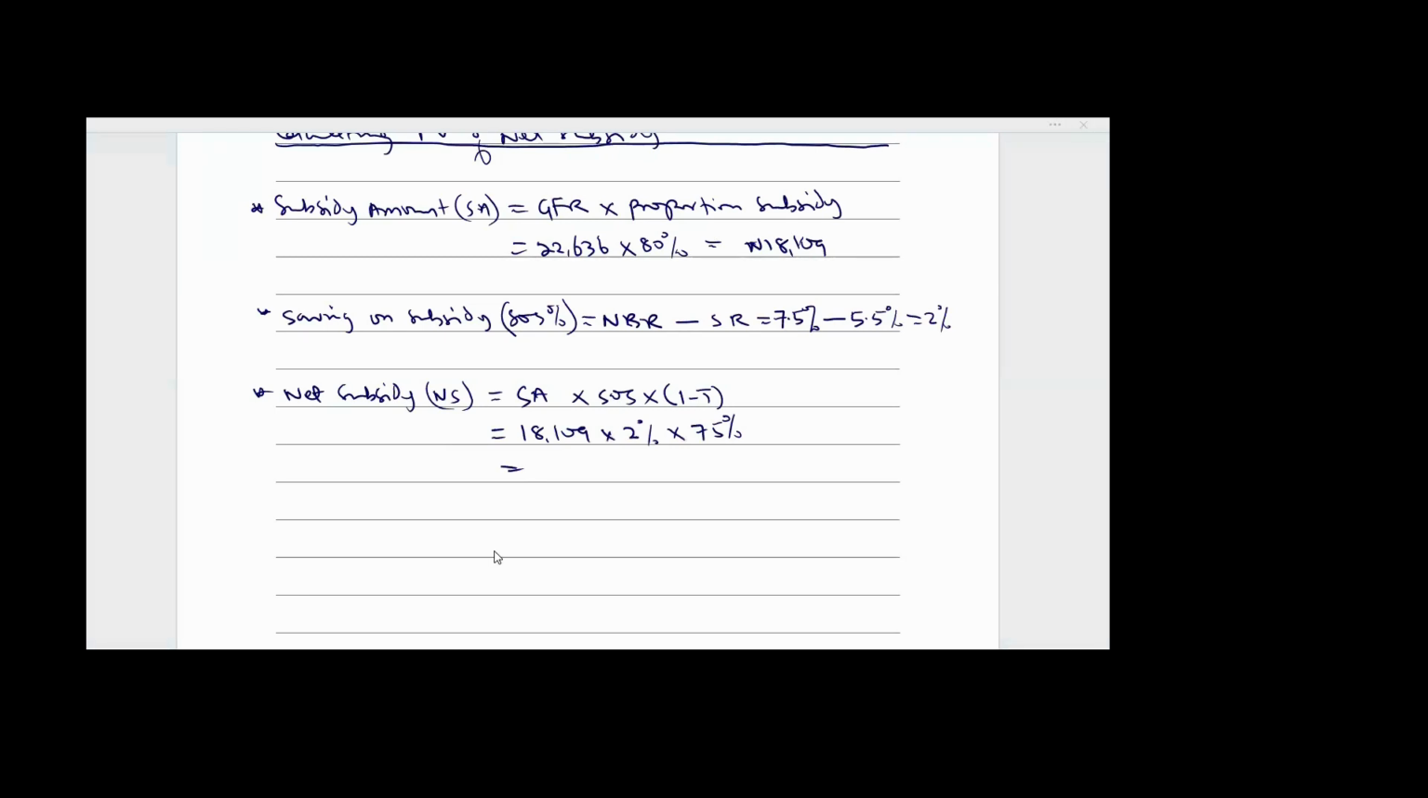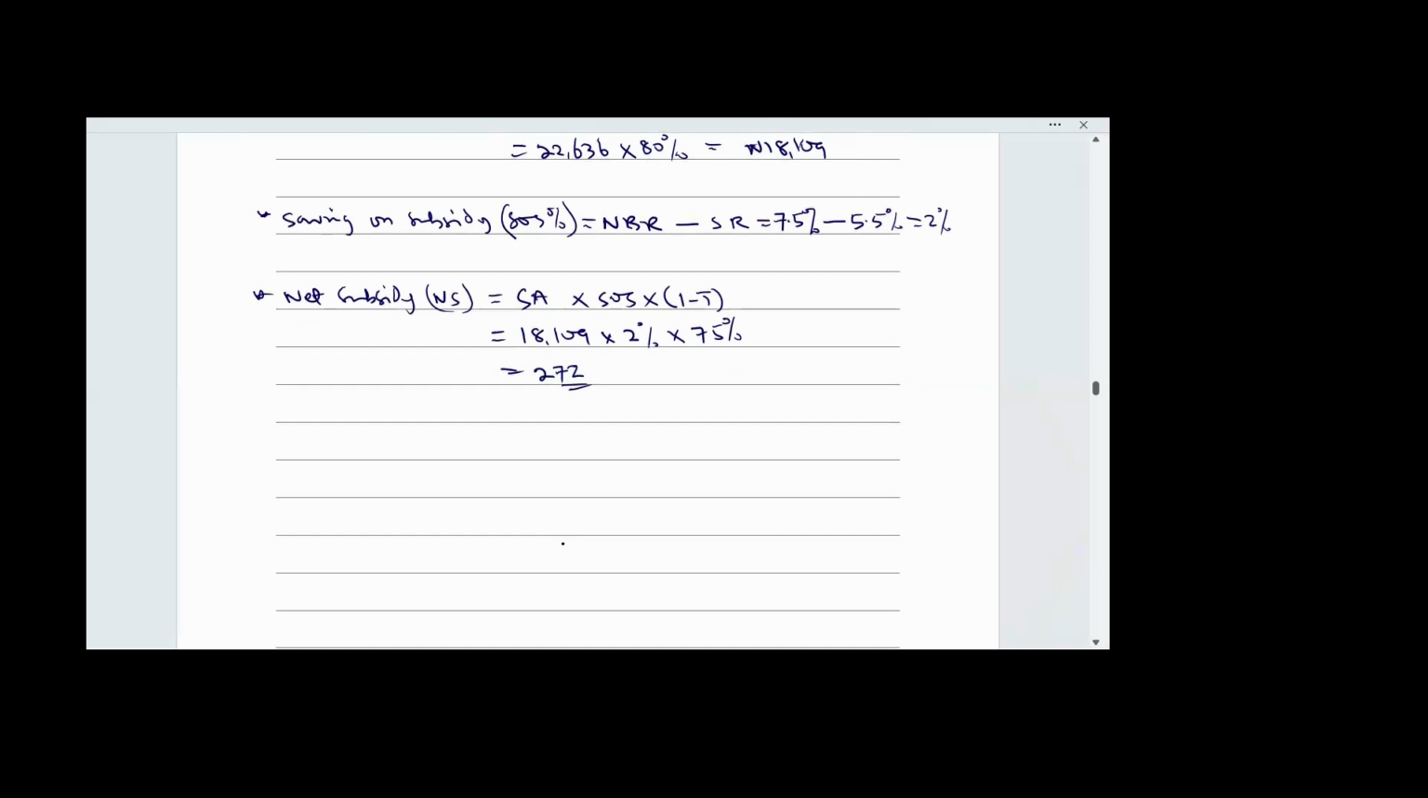Bring out your calculator. 18,109 multiplied by 0.02 multiplied by 0.75, equal. Let me do it again. 18,109 multiplied by 0.02 multiplied by 0.75 equal, that's 272. Here is 272. So 272 is the net subsidy.